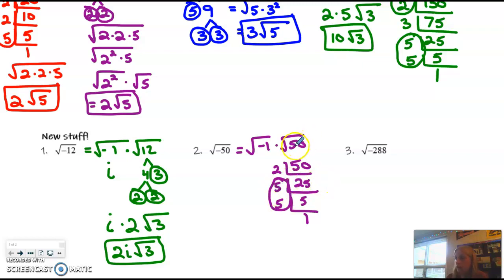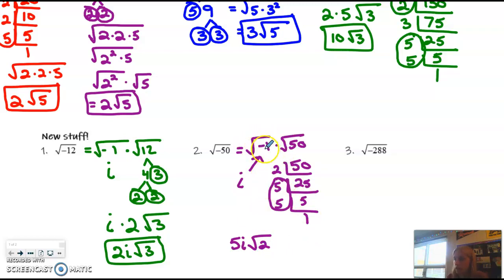So I know that I'm going to have a 5 that comes out of this root 50 and a 2 that's stuck inside. From the first radical, the square root of negative 1 is i. So on the outside I have a 5, I have an i, and I have the square root of 2 who's left behind because he had no buddies.